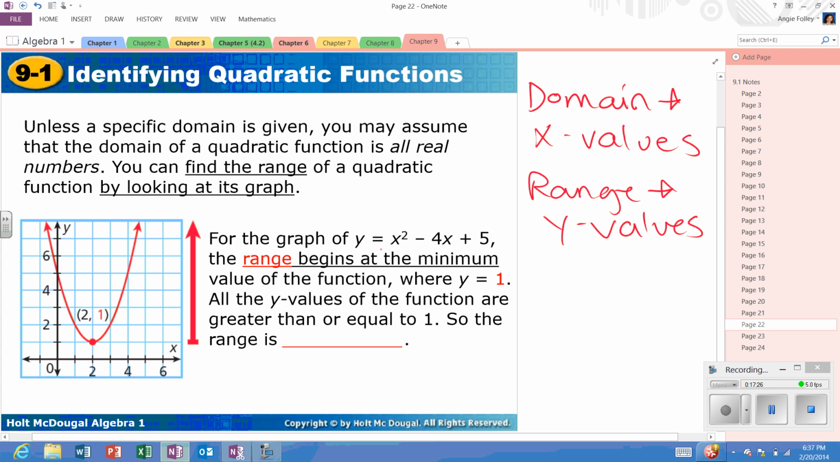So for this graph, y equals x squared minus 4x plus 5, the range, so the y values, begin down here at the minimum, okay? And they go all the way upward forever, because there are arrows. So we would say that it starts at y equals 1 and goes up, everything past that. So the y values of the function are anything greater than or equal to 1. We can say it as y is greater than or equal to 1, all the y values, the range.